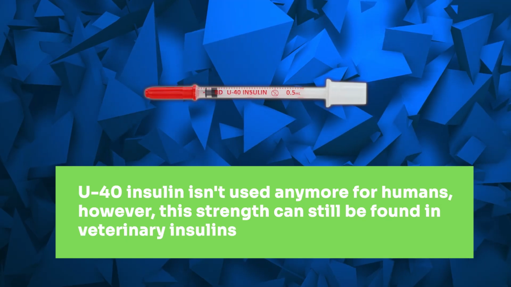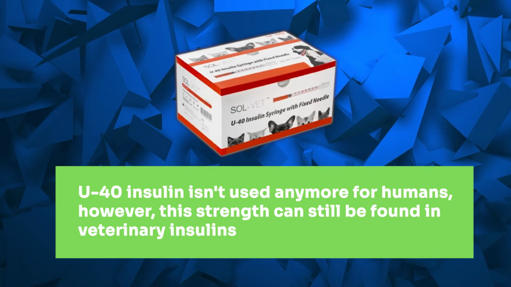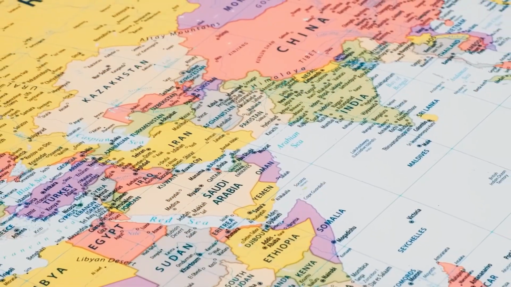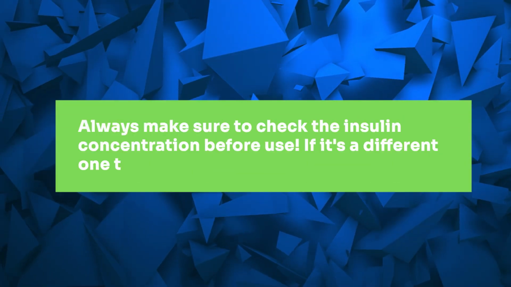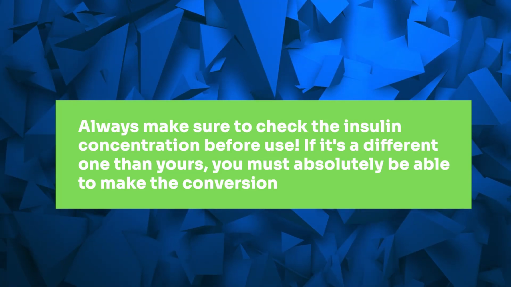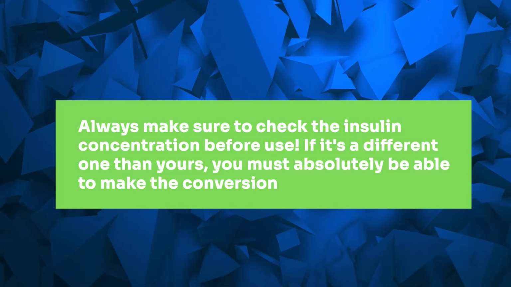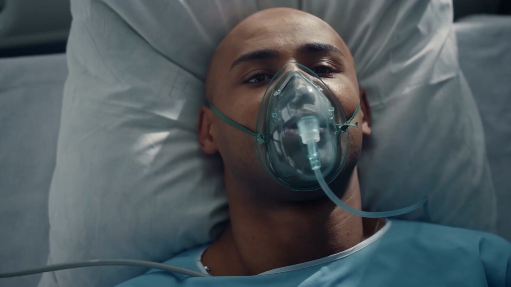U40 insulin isn't used anymore for humans, however, this strength can still be found in veterinary insulins for dogs and cats, as well as in a few countries where it's still used for human patients. If you're traveling with diabetes and need to purchase insulin in a different country, always make sure to check the insulin concentration before use. If it's a different one than yours, you must absolutely be able to make the conversion. Otherwise, you'd inject too much or too little insulin, which can be extremely dangerous.